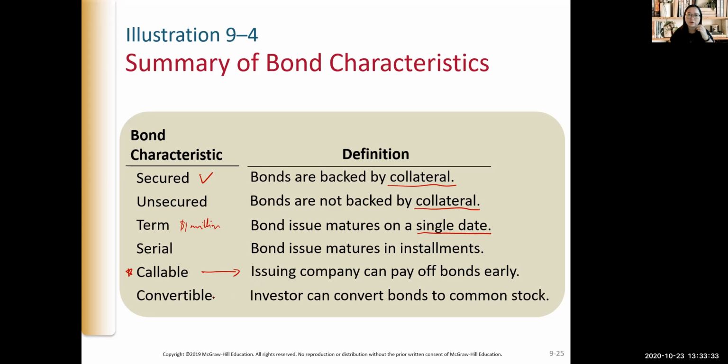Sometimes a bond cannot be called because you didn't have that clause in your contract. And the convertible bond means that the investors can convert the bond to common stock. In other words, the bondholder, which is the debt holder, can become your equity holder. That's called a convertible bond.